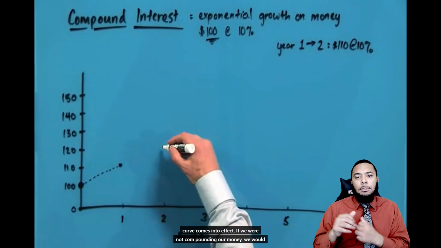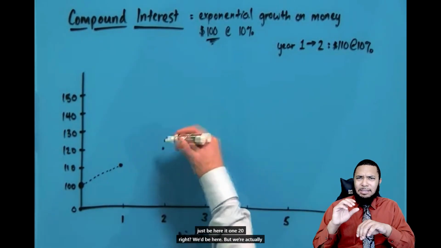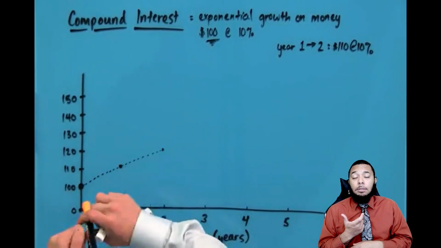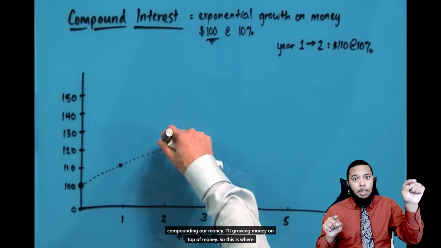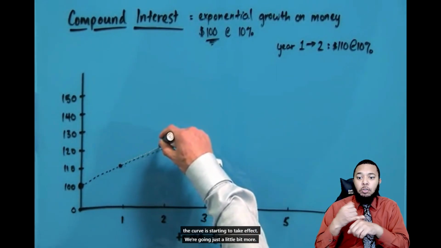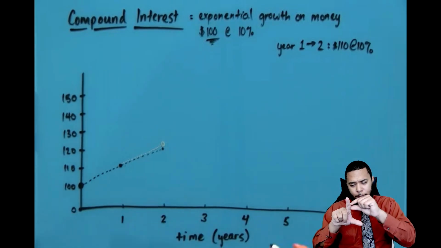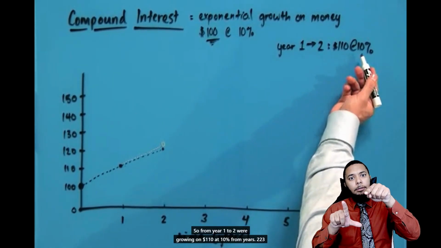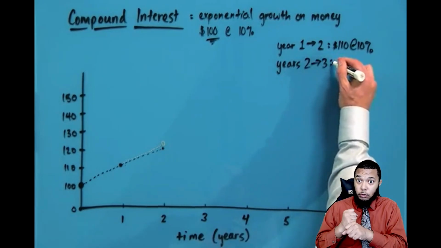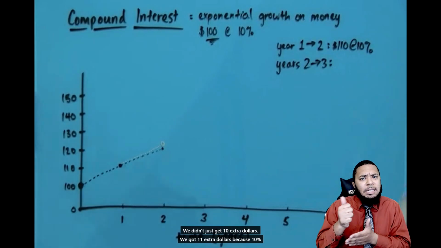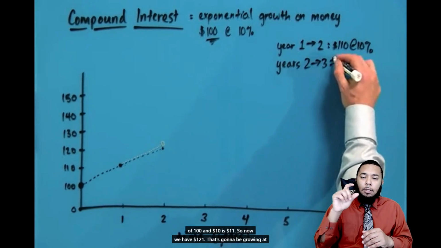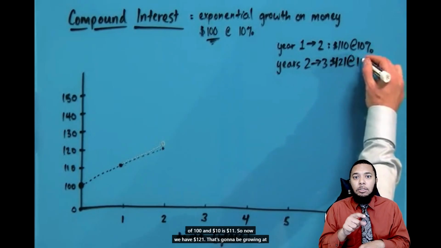If we were not compounding our money, we would just be here at 120. Right? We'd be here. But we're actually compounding our money, i.e. growing money on top of money. So this is where the curve is starting to take effect. We're growing just a little bit more. So from year one to two, we're growing $110 at 10%. From years two to three, we didn't just get 10 extra dollars, we got 11 extra dollars, because 10% of $110 is $11. So now we have $121 that's going to be growing at 10%.